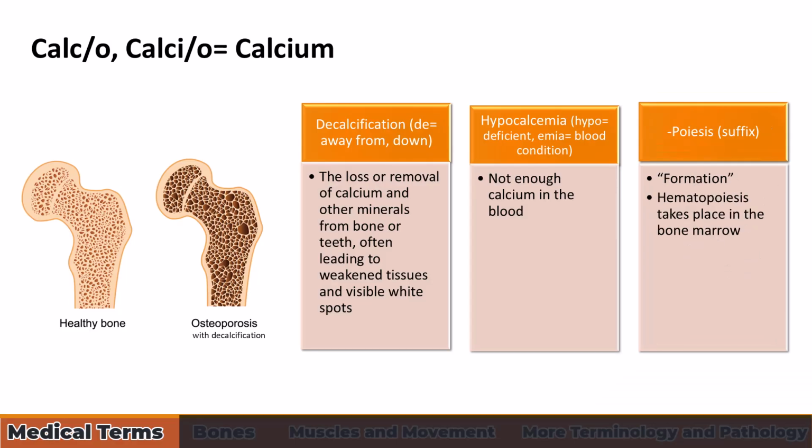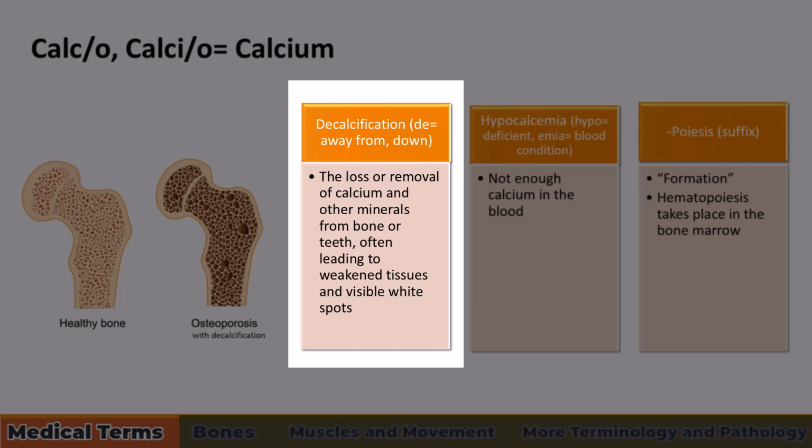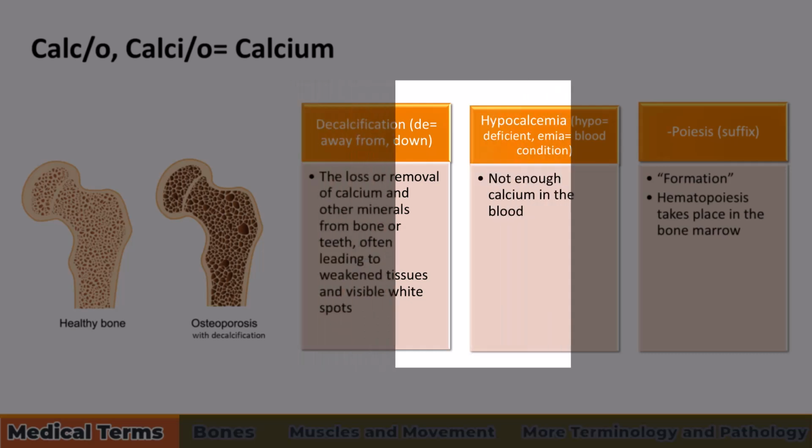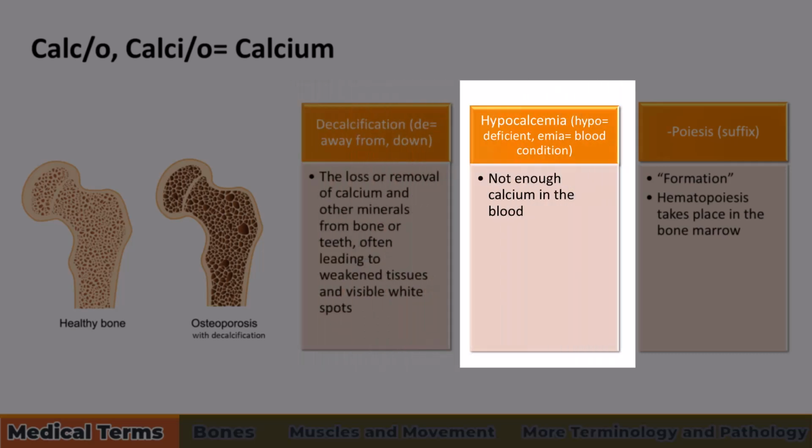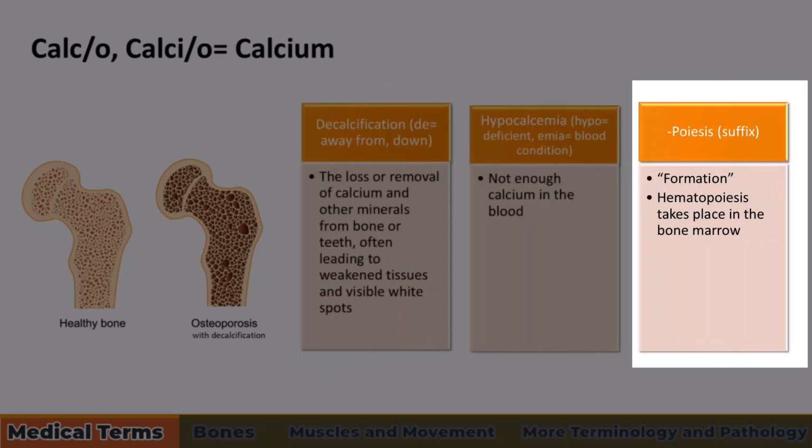Calco and calcial mean calcium. Related examples include decalcification, the loss or removal of calcium and other minerals from bone or teeth. Hypocalcemia, not enough calcium in the blood. Poiesis, this suffix means formation. Hematopoiesis takes place in the bone marrow.